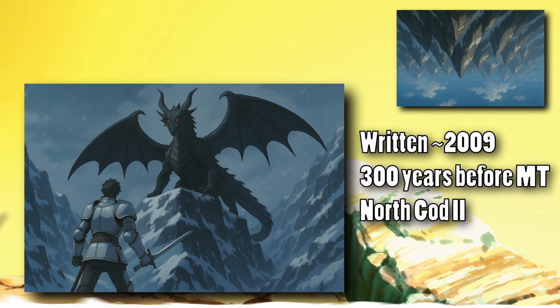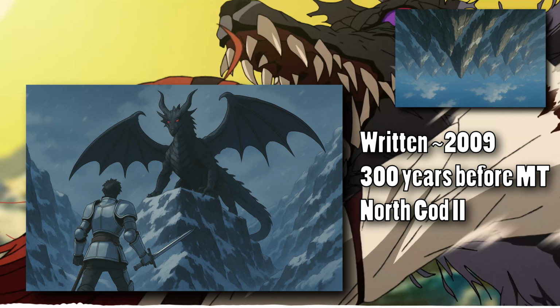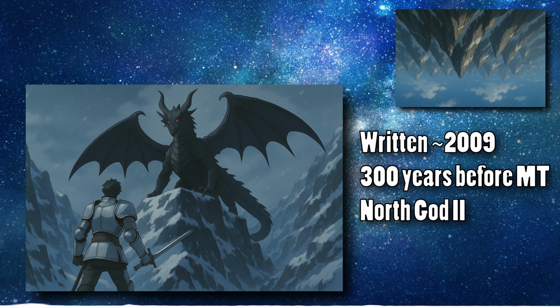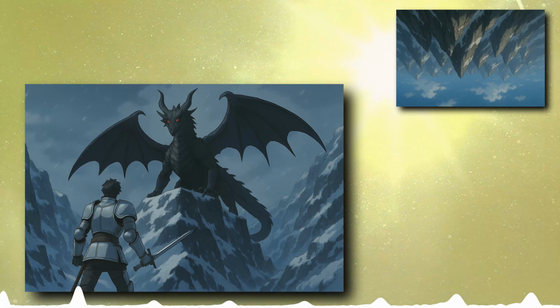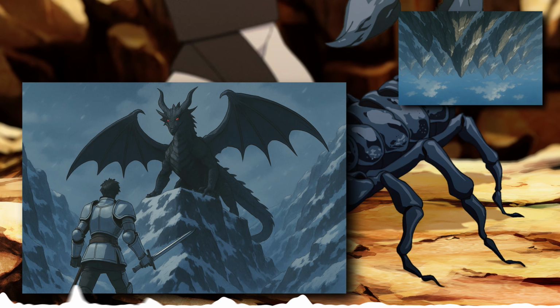It follows the second North god Alex Ryback 300 years before Rudeus' time and his battle against the Great Dragon, hence the title. This story is semi-canon according to the author, as some aspects were used while others differ from Mushoku Tensei's official world building.